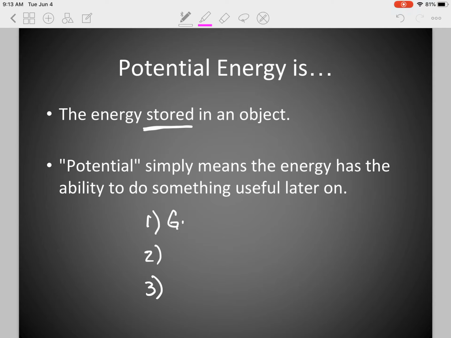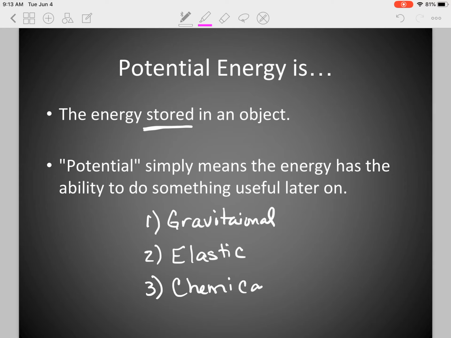There's gravitational, there is elastic, and there is chemical. So there's always these three different ways that energy can be stored.